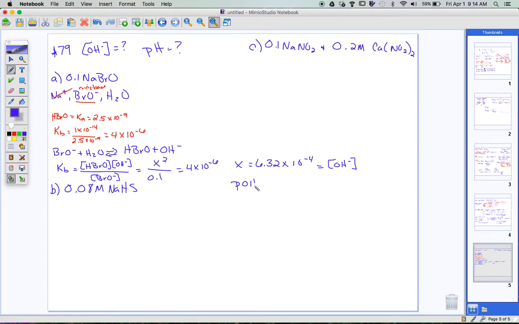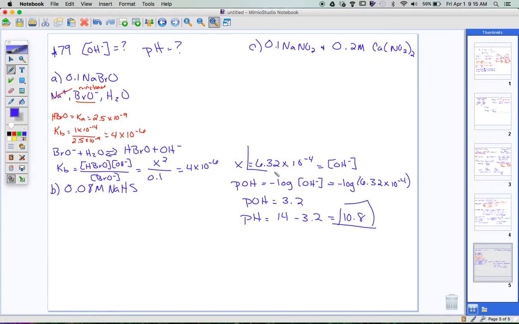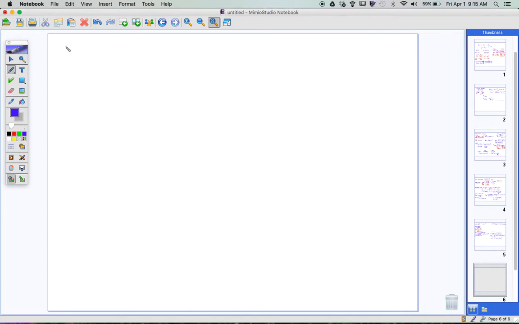So then I find the pOH, which is the negative log of that number. The pOH is 3.2, but they didn't ask us for the pOH, they asked us for the pH. So the pH is 14 minus the 3.2, which is 10.8. So this and this is the answer to A. All right, I'll do B on another page.